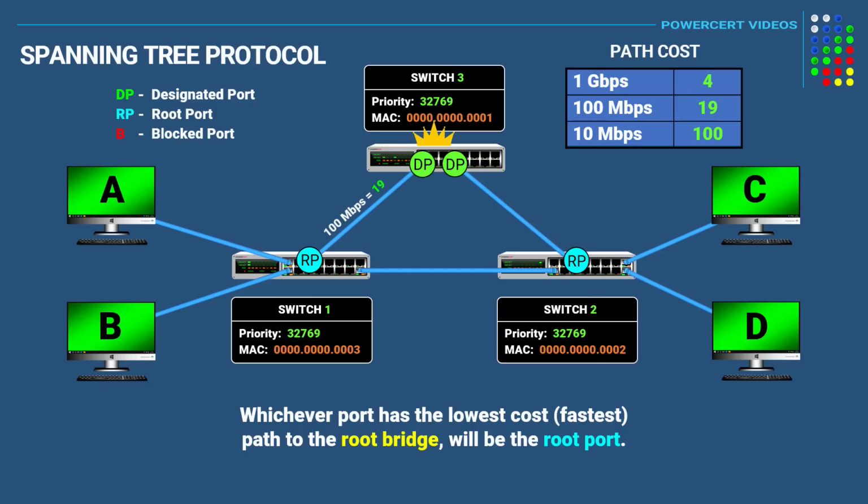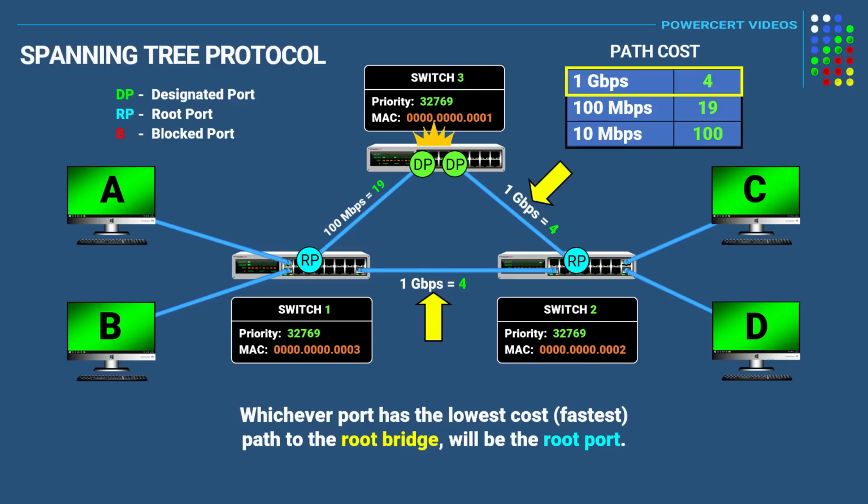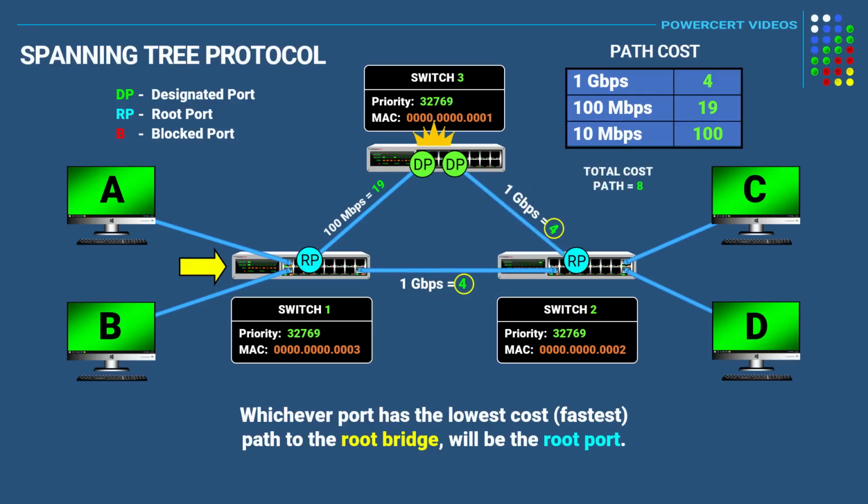Now just to give you another example, let's say that these two links here are 1 gigabit per second each. And if we look at our chart, that would give them a cost of 4 each. So going back to switch 1, if we add up the cost of this path, it would be 4 plus 4, which equals 8. And the other path is still equal to 19. So since 8 is lower than 19, this port would be the root port. So this is how root ports are determined. So let's go ahead and put these links back to 100 megabits each and continue on with the lesson.